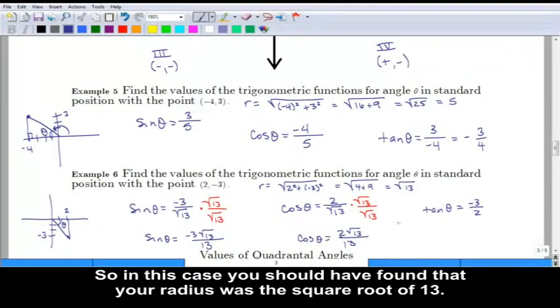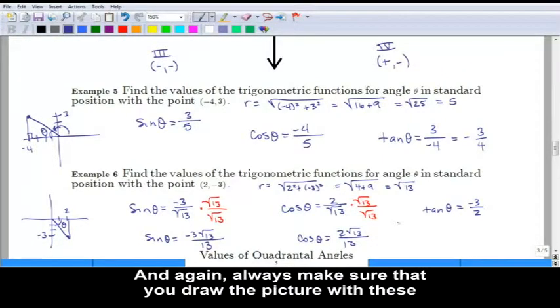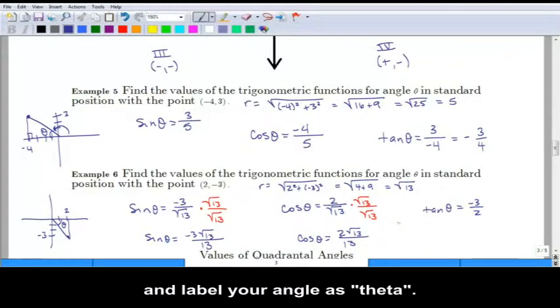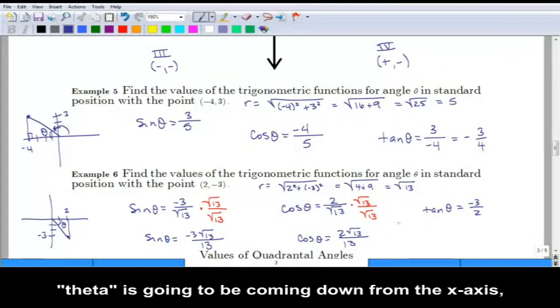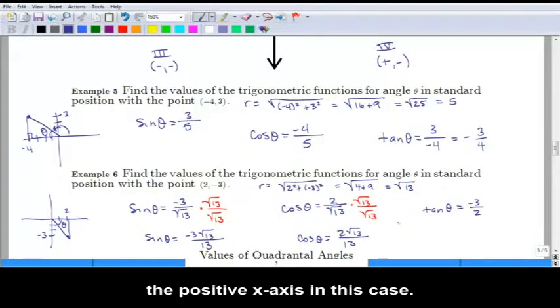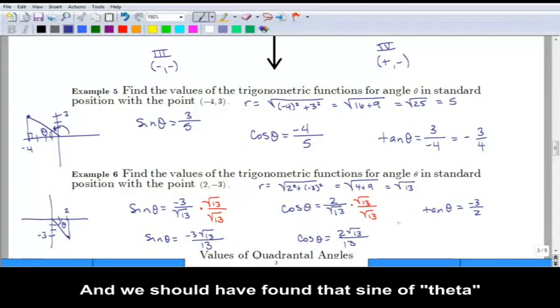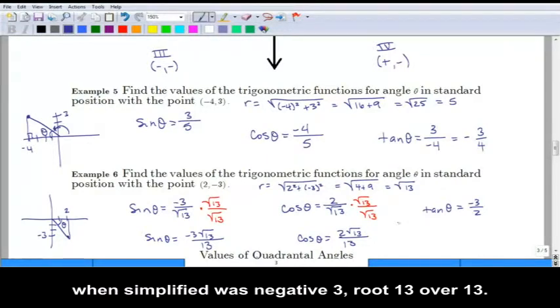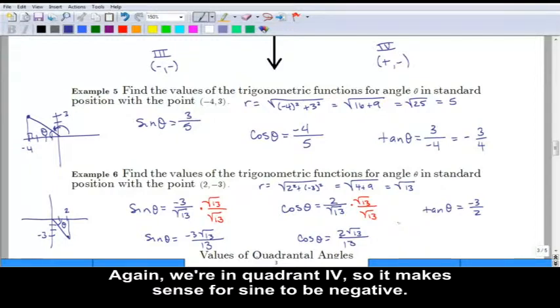So in this case, you should have found that your radius was the square root of 13. And again, always make sure that you draw the picture with these and label your angle as theta. Theta is going to be coming down from the positive x-axis in this case. And we should have found that sine of theta, when simplified, was -3 root 13 over 13. Again, we're in quadrant 4, so that makes sense for sine to be negative.